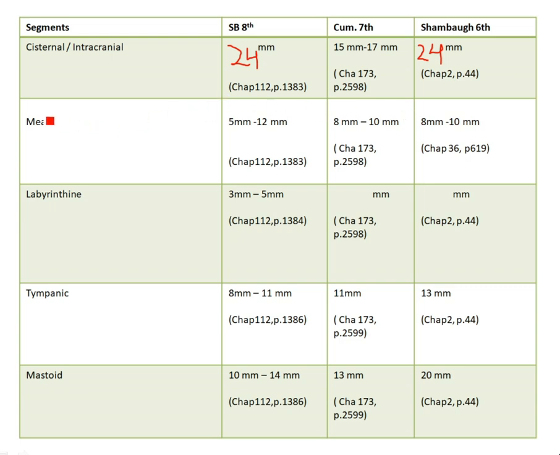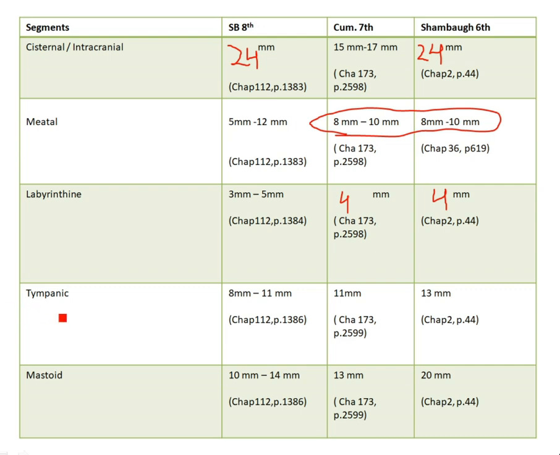Now coming to the meatal segment. The meatal segment is also explained differently in different books. However, the consensus among Cummings 7th and Shambaugh 6th is that both mention it to be 8 to 10 millimeters in length. The labyrinthine is the shortest intratemporal segment. Cummings and Shambaugh both mention it to be 4 millimeters in length.